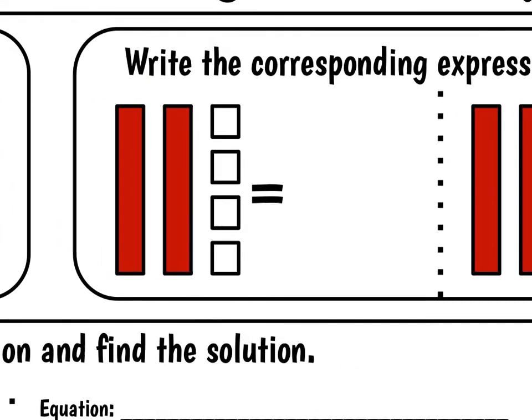So an expression is a number sentence that does not have an equal sign. So this first one, we have two x's that are negative, so we're going to write that as negative 2x. And then we have 4 positive units, so we're going to write that as a positive 4 or plus 4. So the expression is negative 2x plus 4.